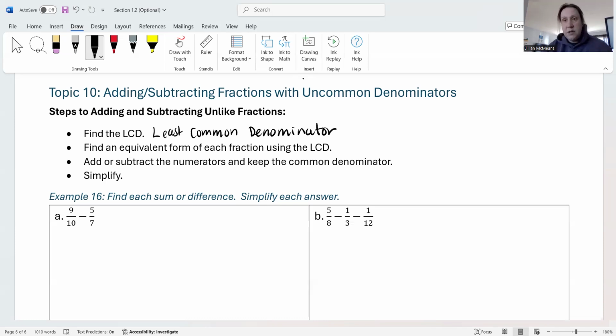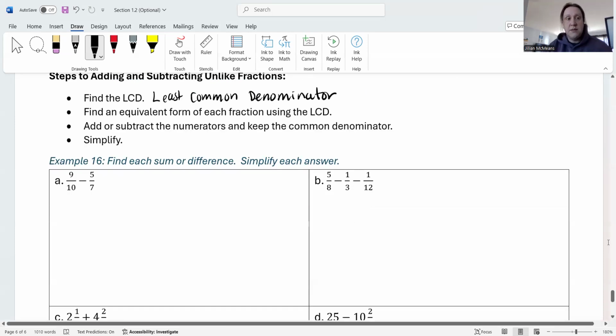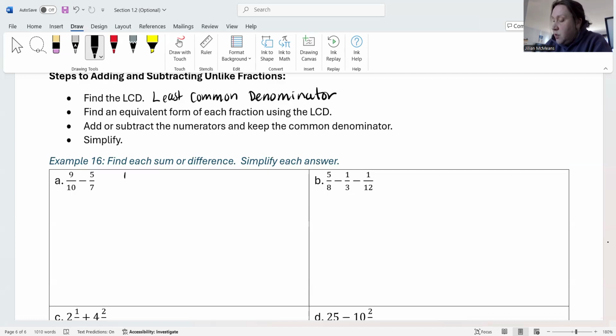Okay. Now, for this first example, we have 9/10 minus 5/7. So I'm going to do the multiples method for finding the LCD. So generally speaking, you start with the larger denominator and you list out multiples. I think I have space here, so I'll just do this one in the body of the problem. So 10 times 1 is 10. 10 times 2 is 20. And then we get 30, 40, 50, 60, 70. A lot of you caught your breath there, but we'll get to it in a second. 80, 90, 100. We listed out several.